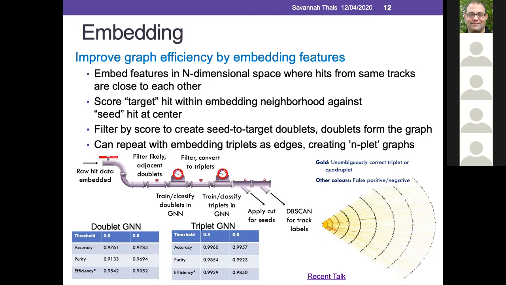basically embedding neighborhoods around different vertices to create seed to target doublets. So your graph is actually formed of nodes that are pairs of tracker hits rather than single tracker hits. So it has less to learn because you've created all of these doublets before you're passing it to the graph convolution network. And they've found that this further improves the accuracy and track finding efficiency of the graph module architecture.